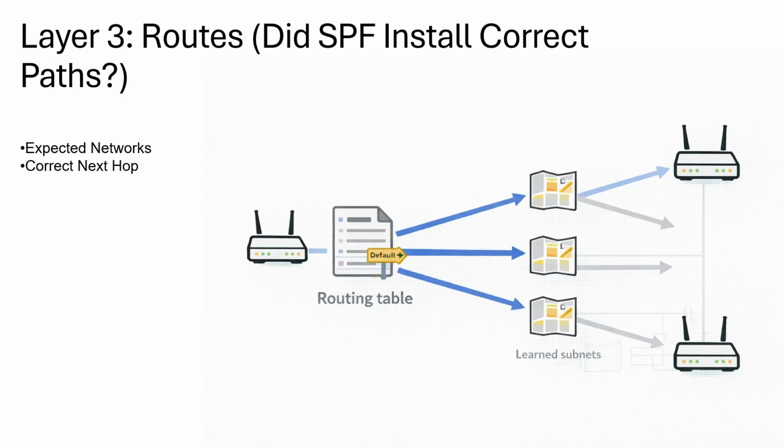Layer 3. Routes. Now check the routing table. You should be able to say, I expect to see these internal networks learned via OSPF. I expect their next hops to point in the right direction. And I expect the default route if we injected it. This is also where understanding cost matters, because if a route exists but takes a path you did not expect, that can be a metric expectation issue. Routes are the main output of OSPF, but they're not the first thing to check. They're layer 3.